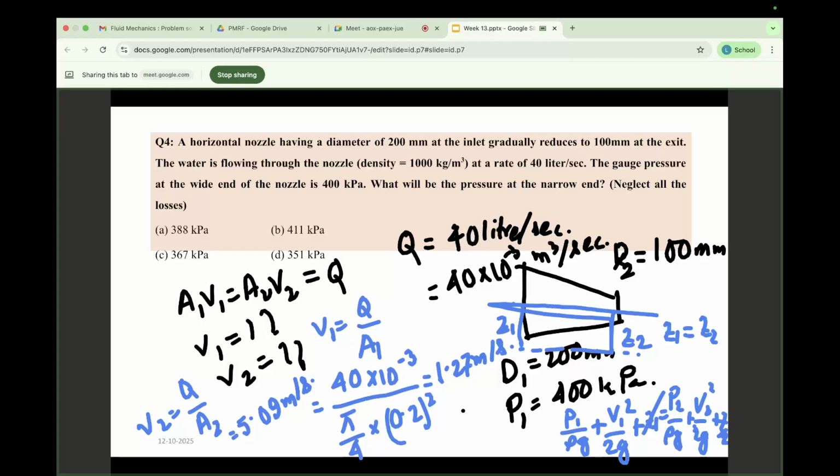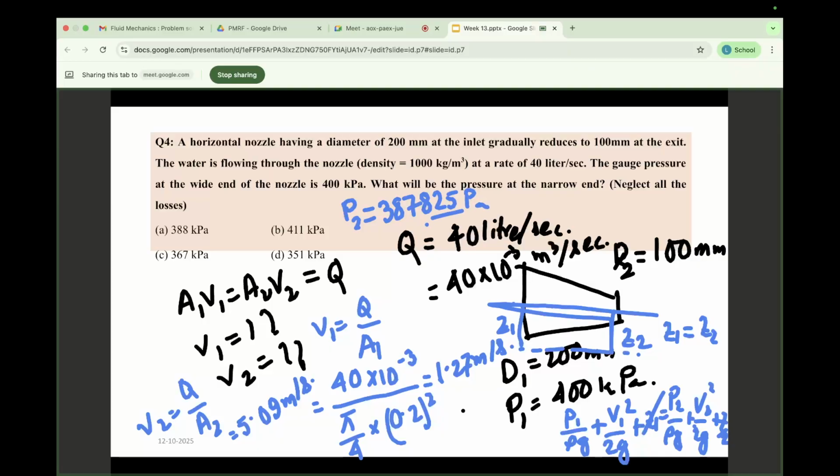So now you can know this P1. P1 is 400 kilopascal, which is 400 into 10 to the power 3. You just put rho as 1000, G as 9.8, or you can take 10 also, not an issue. V1, you just found out. So accordingly, you can find P2. So just calculate P2. The P2 you will get around 387825, near about something like that.